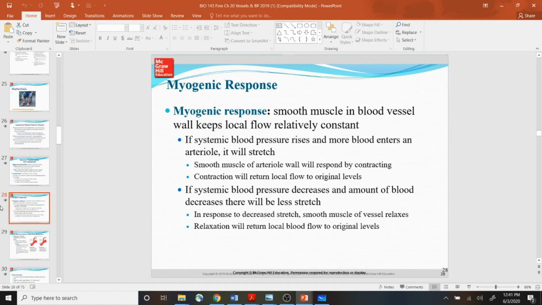The smooth muscle in a blood vessel can keep blood flow relatively constant. So if blood pressure were to rise and more blood enters an arteriole, to keep that blood flow more constant instead of turbulent, the arteriole will stretch somewhat and smooth muscle will contract, and that keeps, even though there's a higher amount of blood pressure coming in, that keeps the blood pressure relatively the same. Same thing if blood pressure decreases, there would be less stretch, you see more of a dilation, and that would keep blood flow relatively constant. So we don't see this kind of high, low, high, low kind of thing.